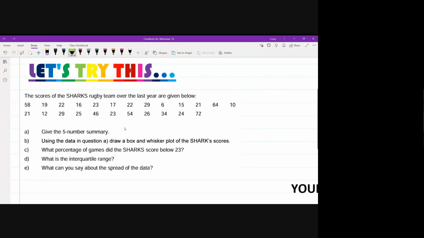All right, let's look for the smallest number. The smallest number here is 6. And then from 6, we would go to 10. From 10, we would go to 12. And then 15. So let's order it. 6, 10, 12, 15. All right. Then from 15, we would go to 16 and 17 and 19 and 2 21s. So 16, 17, 19, 21, 21.